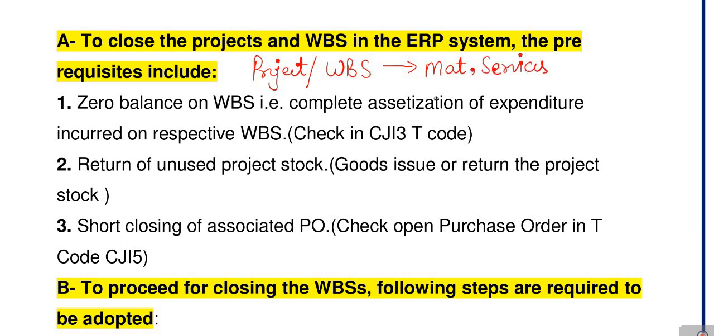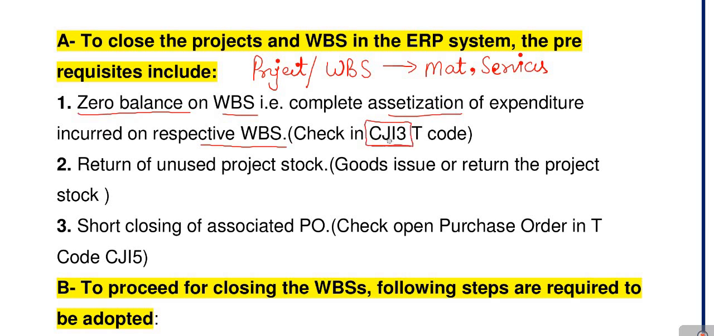Now, during the completion of the project, it's the project manager's responsibility to close and settle the balance of the WBS. So there should be zero balance in WBS. That is complete capitalization of the expenditure incurred on the respective WBS. You can check the balances using CSIS I3. This is one of the methods.